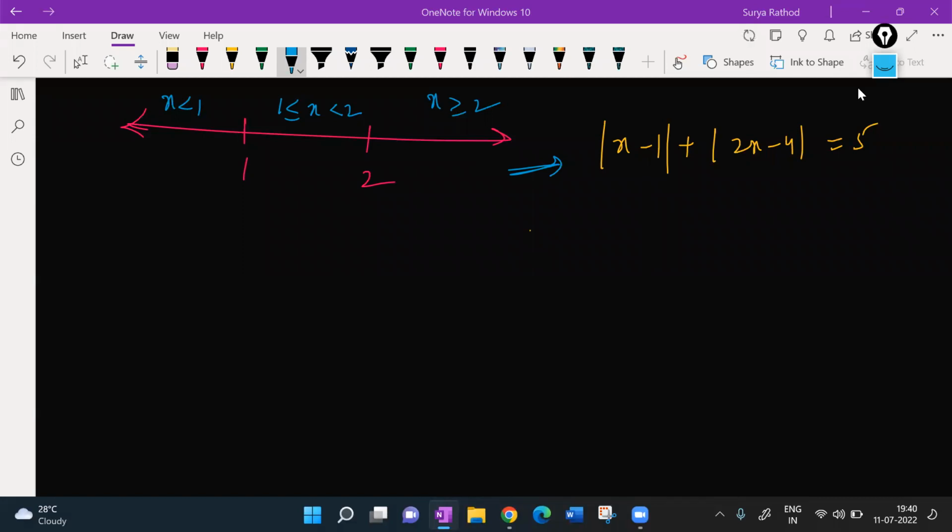Cool. Now look at it: modulus of x minus 1 plus modulus of 2x minus 4 is equal to 5.